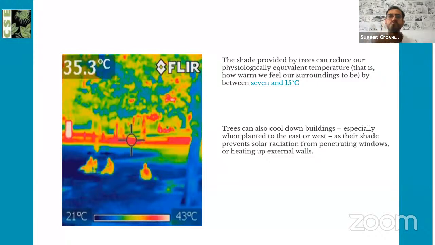Now the question is, why are trees actually helping us cool our environment? So this image sort of tells us a very good story. You can see there are certain colored dots here.